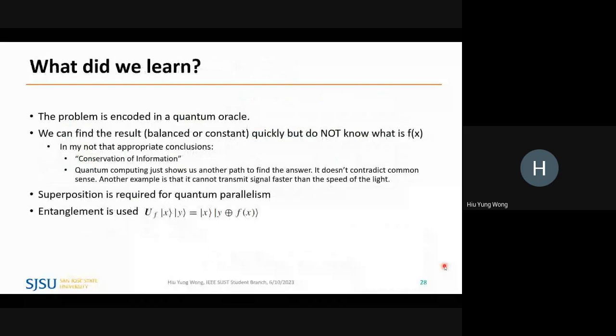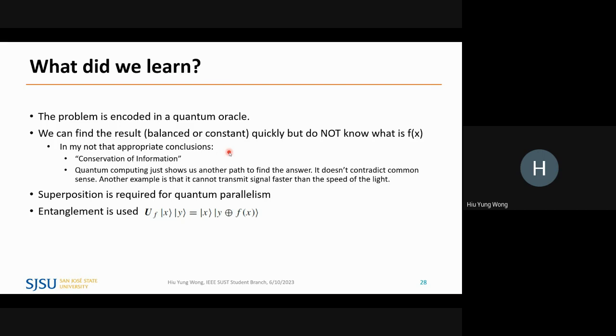So what did we learn so far? I know if you did not study before, probably it's too much for you, but I really want you to have this concept. The problem is encoded in the quantum oracle. You need to find a way to encode it. This is a difficult part. And then, because you don't know what the problem is, if you already knew the problem, you probably know the answer, right?